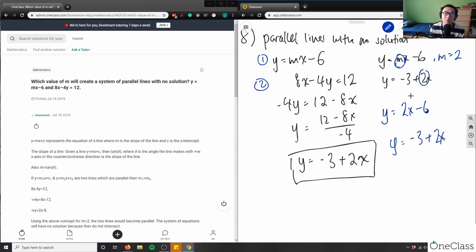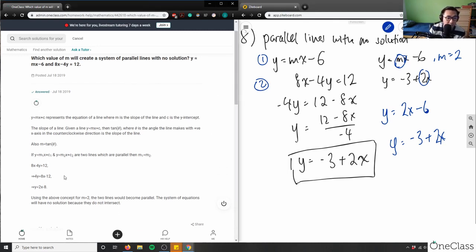So these two lines would be parallel lines, but how would we make them no solution, right? So that's what they did in this case here. Negative 2y equals, well, let me check this math here. 8x minus 4y equals 12. So 4y equals 8x minus 12. How did I get minus 8 here?